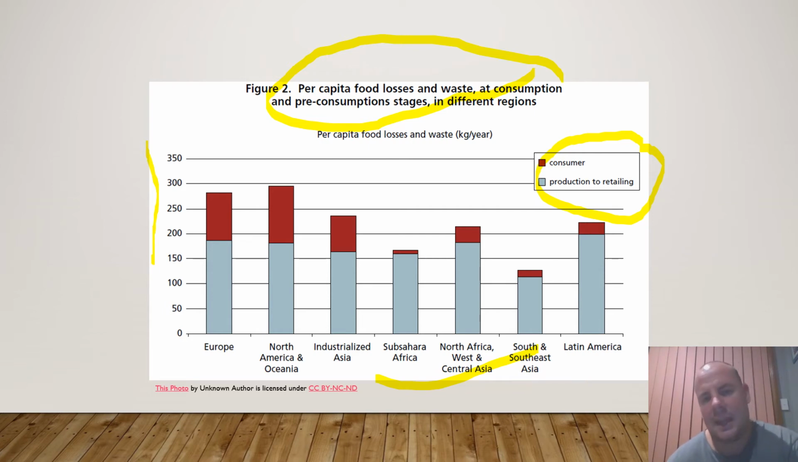So in our data section of our assignment, we can include things like column graphs, and then we would state what you can see. So in Europe, production to retailing is the highest, followed by consumer. So you just literally state what you see.